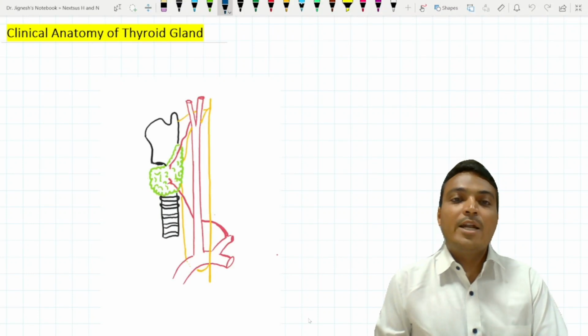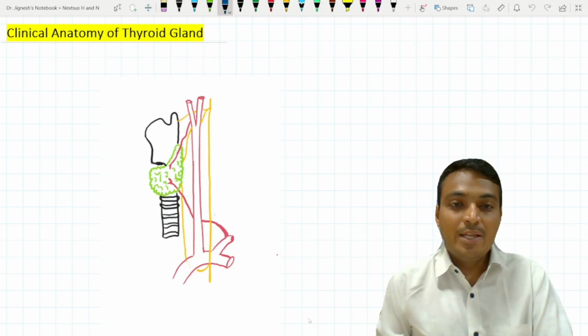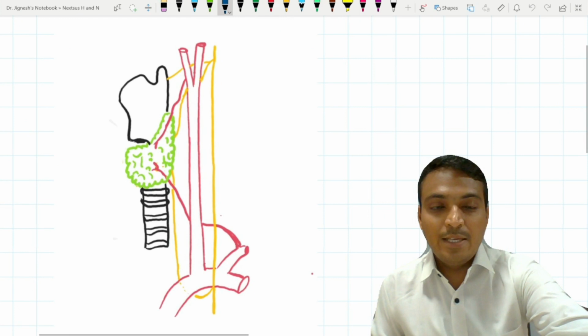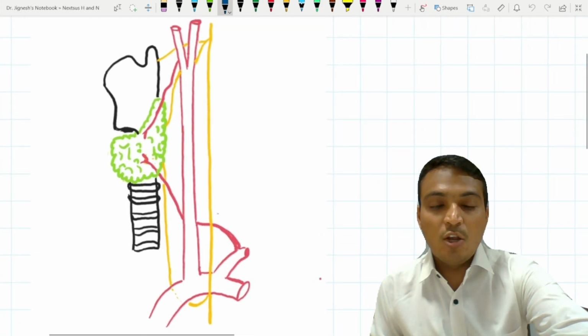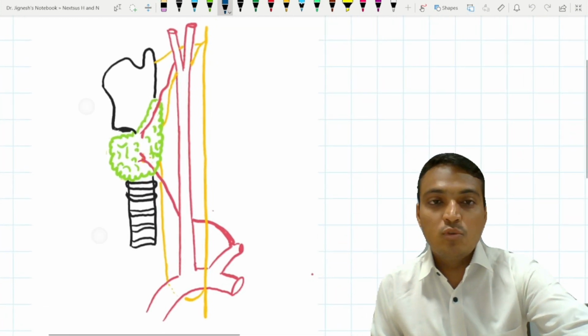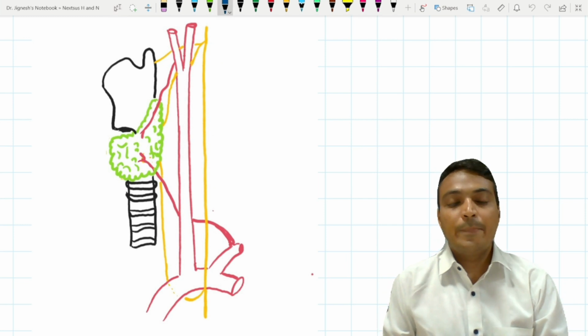Let's see the clinical anatomy of the thyroid gland. Here in this figure, we can appreciate the side view of the thyroid gland along with the arterial supply and the nerves concerned with the thyroid gland.